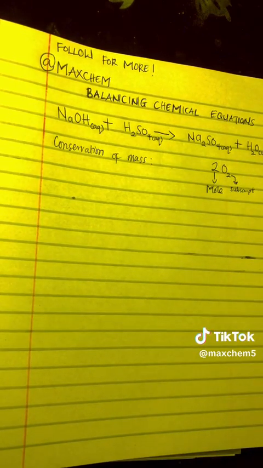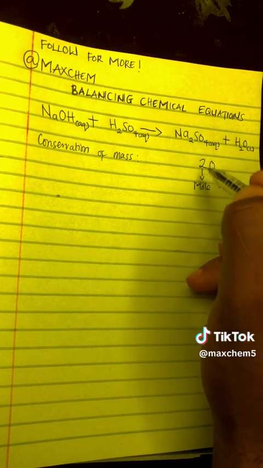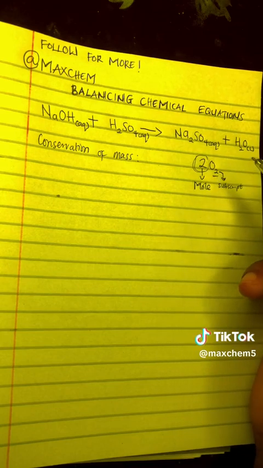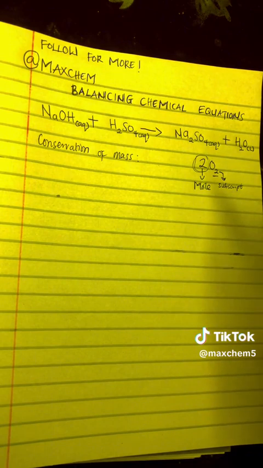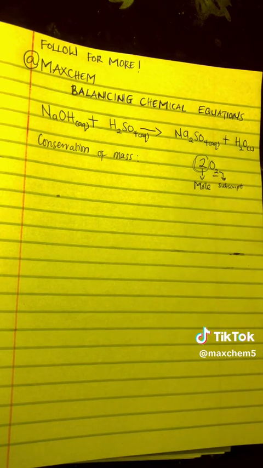So don't forget, in balancing chemical equations, the only thing that can be altered is the number of moles. We don't deal with the subscript. Don't change the subscript. You don't have the power to change that. You only have the power to alter or change the number of moles. So now let us continue.